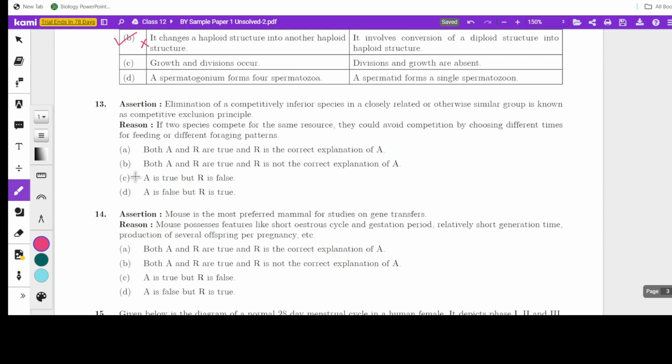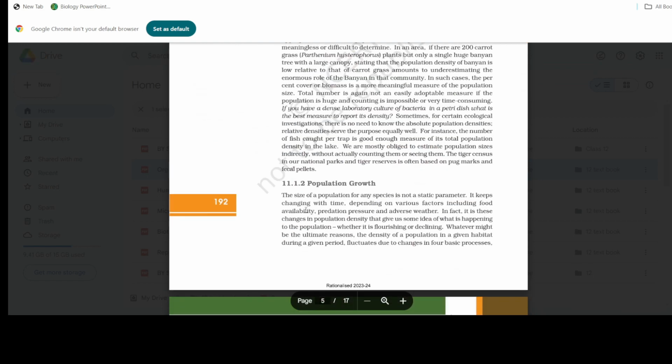Coming to question number 13. Elimination of competitively inferior species in a closely related or otherwise similar group is known as the competitive exclusion principle. Yeah, competitive exclusion principle comes under the interaction or the relationship. Shall we get into that chapter? Yes, organisms and population.